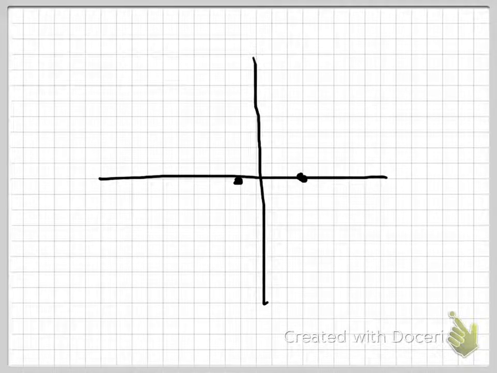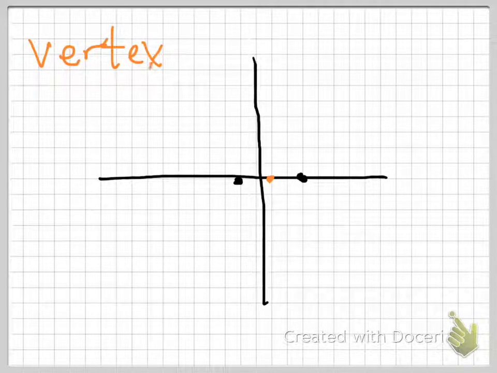We could find the vertex of this graph. And how you do that is you find the middle of these points. And the middle of these points is 1. That is the middle. Alright, so the x of the vertex is +1. Now what we need to do is find the y.